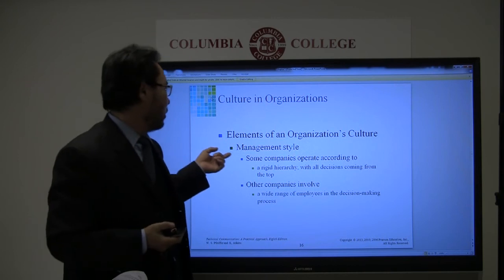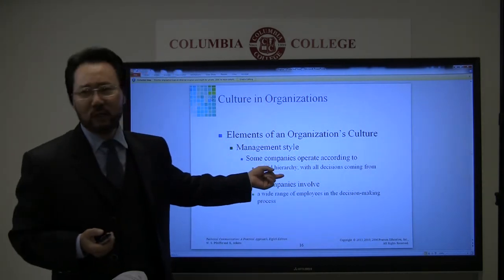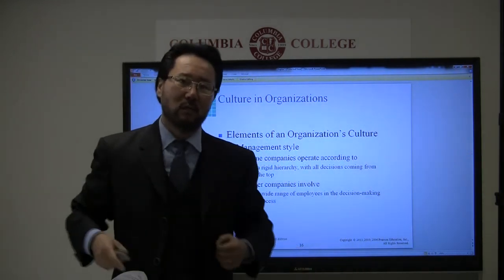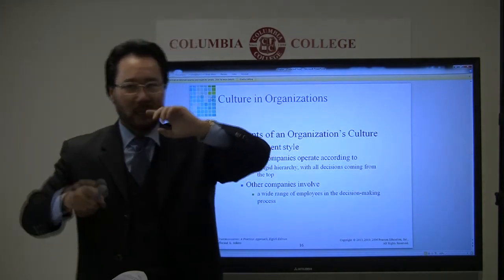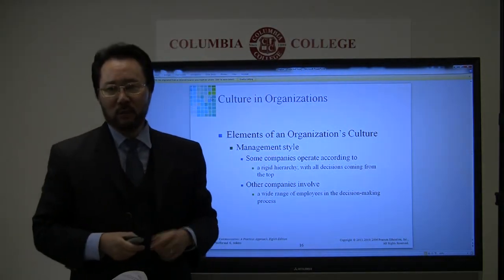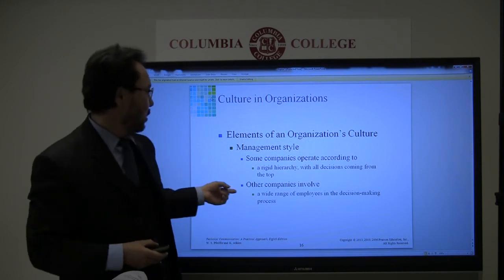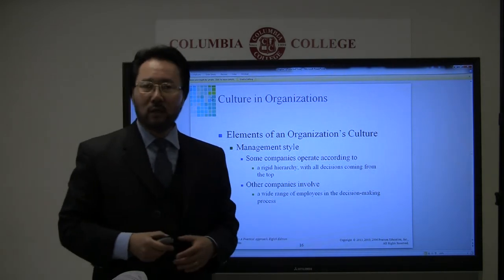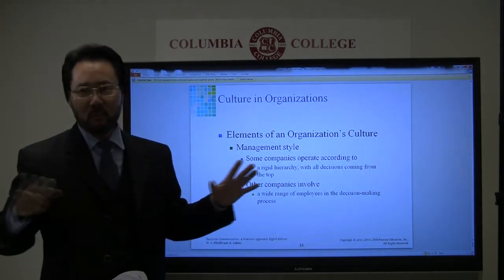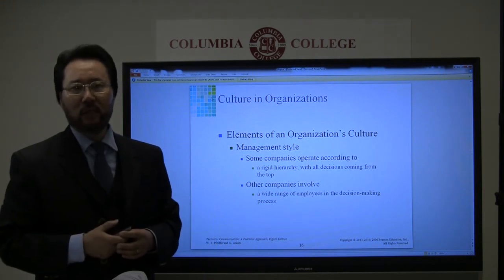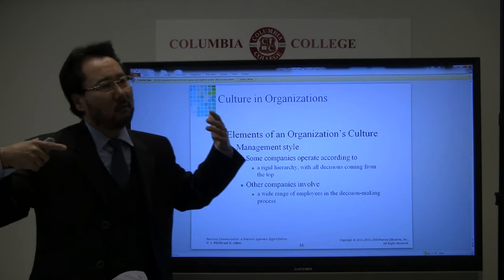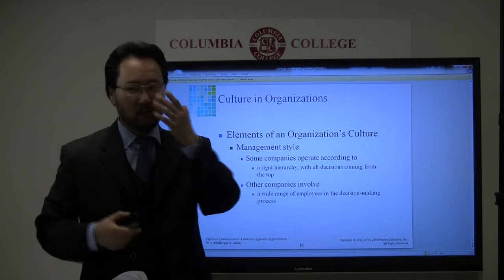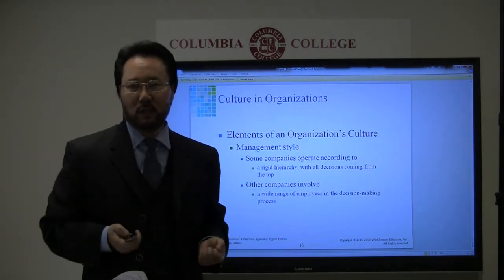And also management style. Some companies operate according to a very rigid hierarchy with all decisions coming from the top. We call that pyramid system. Everything is decided from the top, spreading down to lower management. Other companies involve a wide range of employees in the decision-making process. We call this horizontal level management. Basically, in the meeting, people like to talk more casually and freely have conversation.